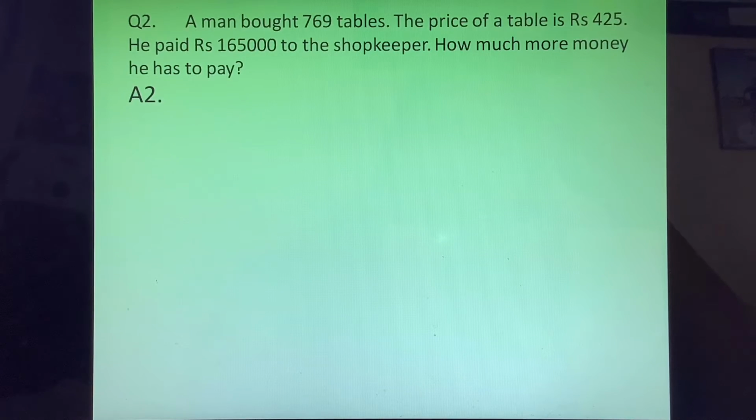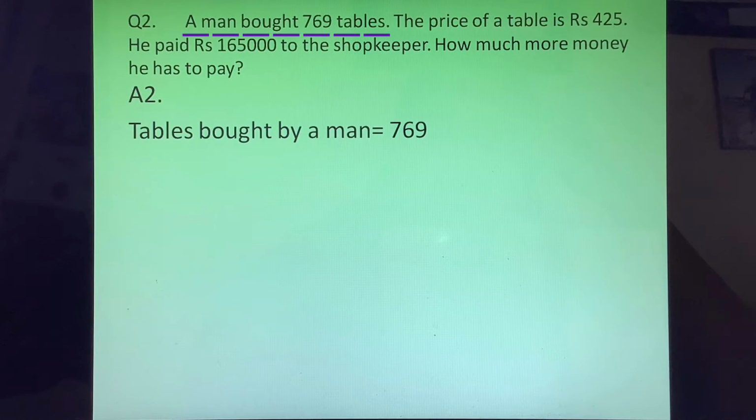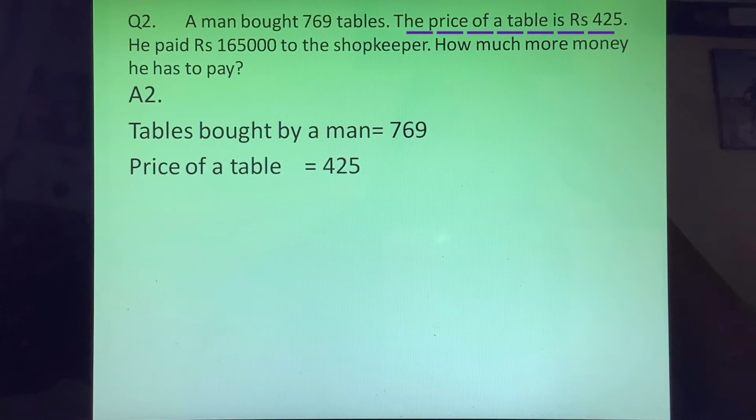So we'll start with the first sentence. A man bought 769 tables. So we will write tables bought by a man, 769. Second sentence in the question is the price of a table is rupees 425. So we'll write price of a table is equal to 425.